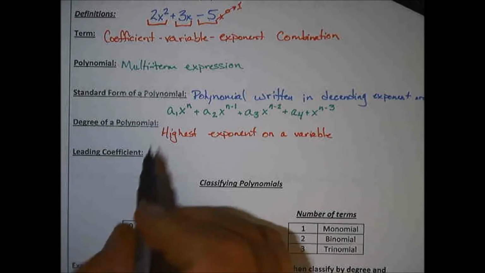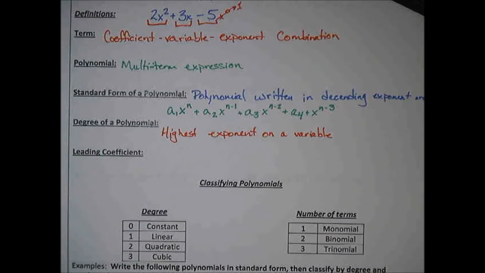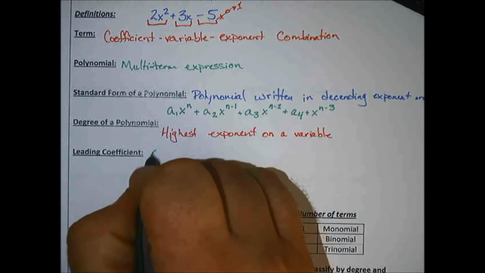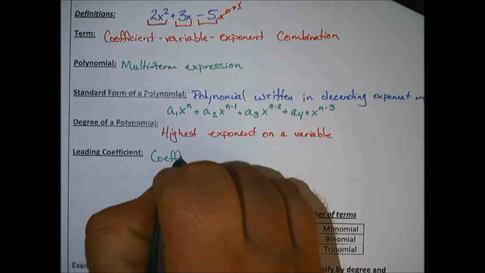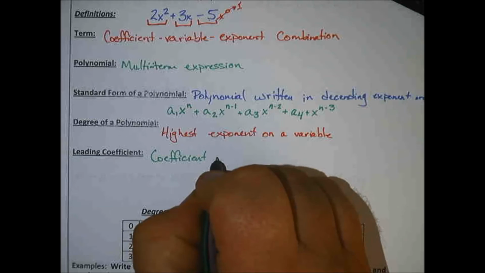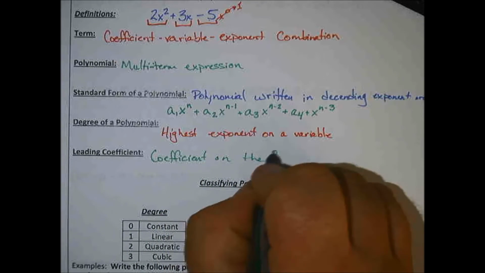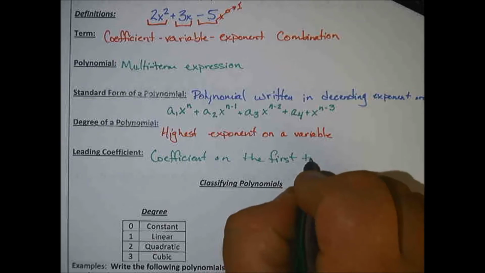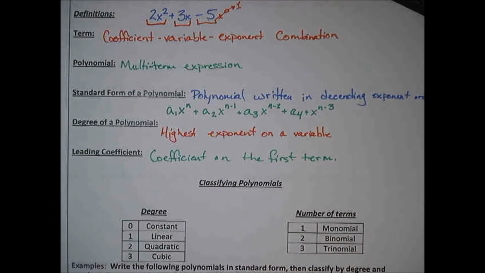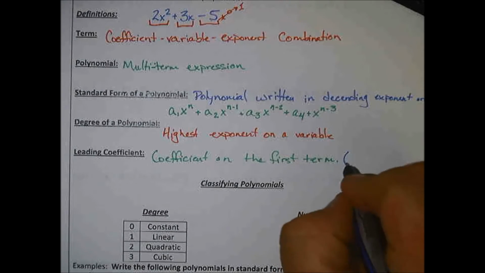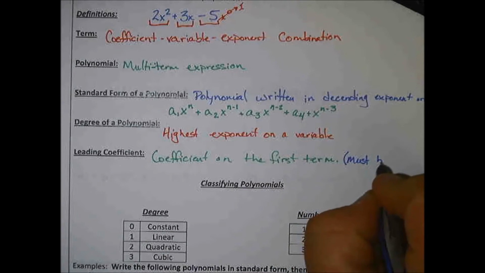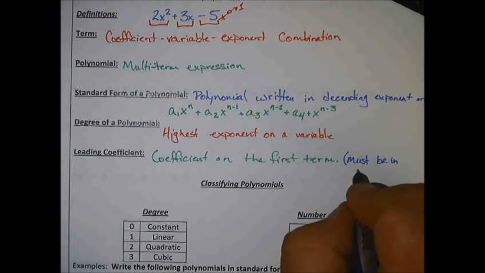So the leading coefficient is the last thing we're going to talk about, and the leading coefficient is just the coefficient on the first term. So that's kind of how it makes sense to me, is that leading just means the very first coefficient. Like if you're in a race, the thing that's leading is the thing that's out in front. Okay. The only thing there is that it must be written in standard form. I'm going to put that, and that's very important. Must be in standard form.